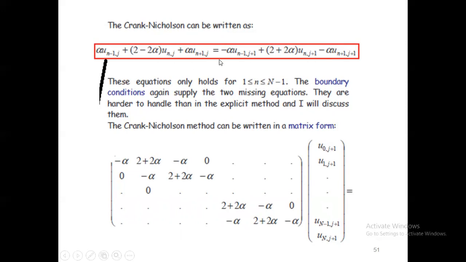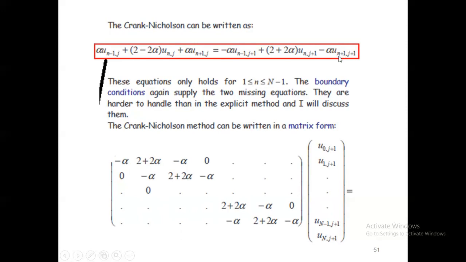Please put your video on pause and start substituting the values for N in this scheme and tell me what you get. So the Crank-Nicholson method can be written in a matrix form as this. For example, let us substitute N equal to 1 in this scheme. What will happen? Let us talk about the right hand side. What is going to happen? N equal to 1 means 0 index here, 1 index here, and 2 index here, right?